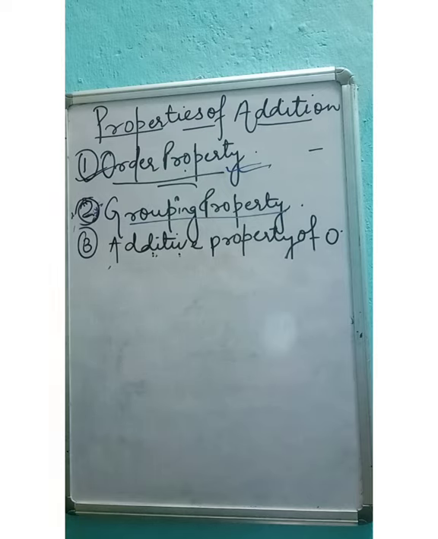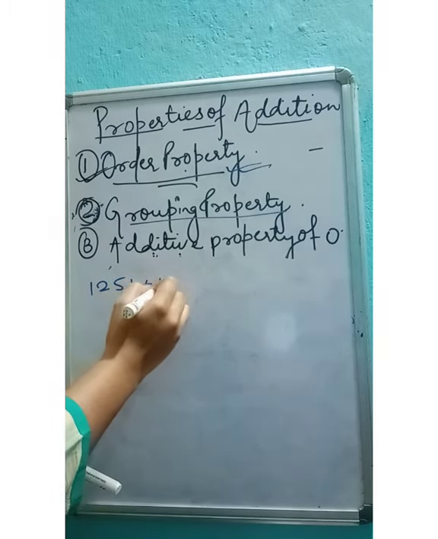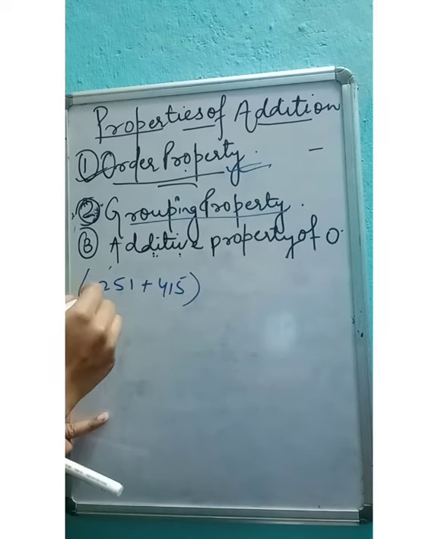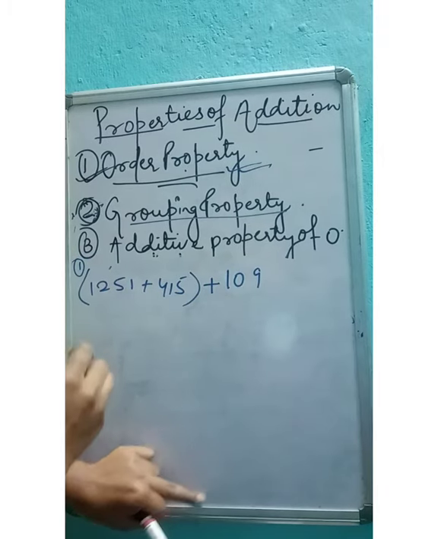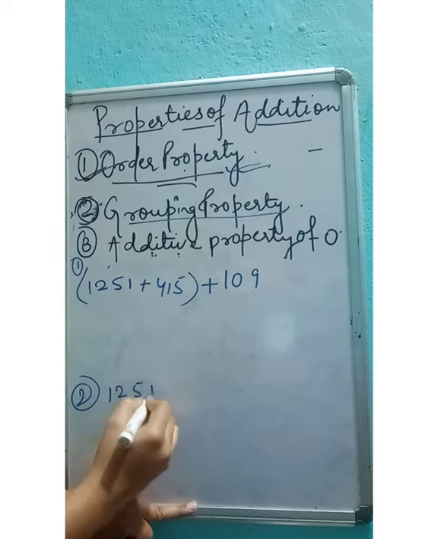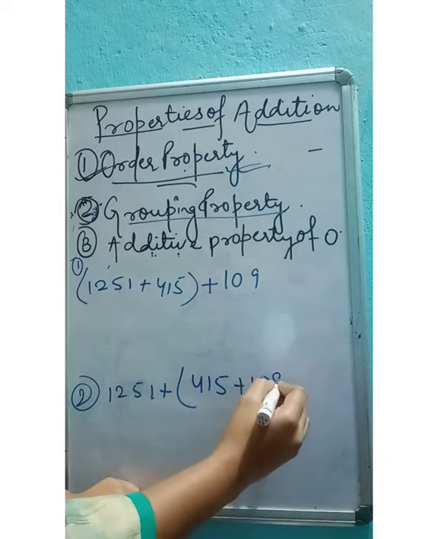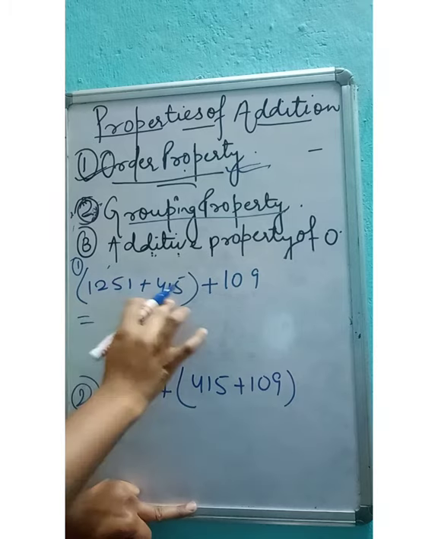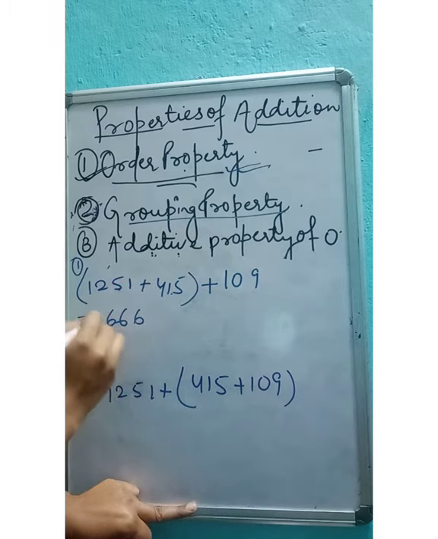So now just move to 4-digit numbers. I'm taking the example of 4-digit or 3-digit, and that example is 1251 + 415, plus 109. This is one, and the second one is 1251 with the same numbers but different grouping. Okay, now first add this one. 5 + 1 = 6. 5 + 1 = 6. 2 + 4 = 6 and 1.